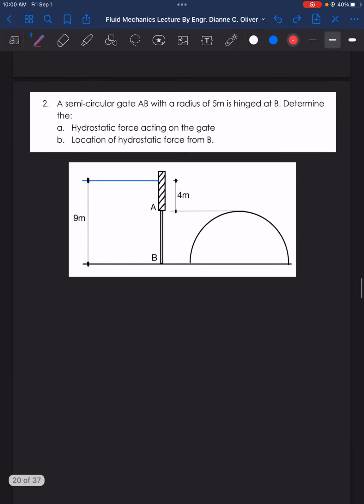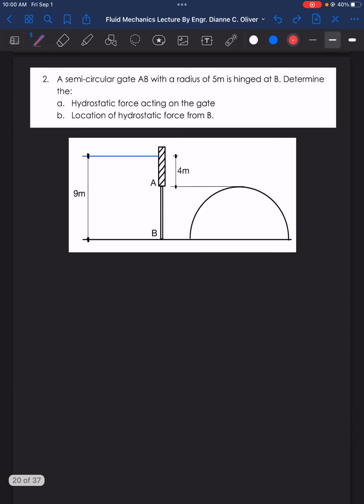Let's go to example number 2. We have a semicircular gate AB with a radius of 5 meters. So we have here the radius 5 meters. It is hinged at B. So here is the hinge. Determine A, the hydrostatic force acting on the gate, and B, the location of the hydrostatic force from B.